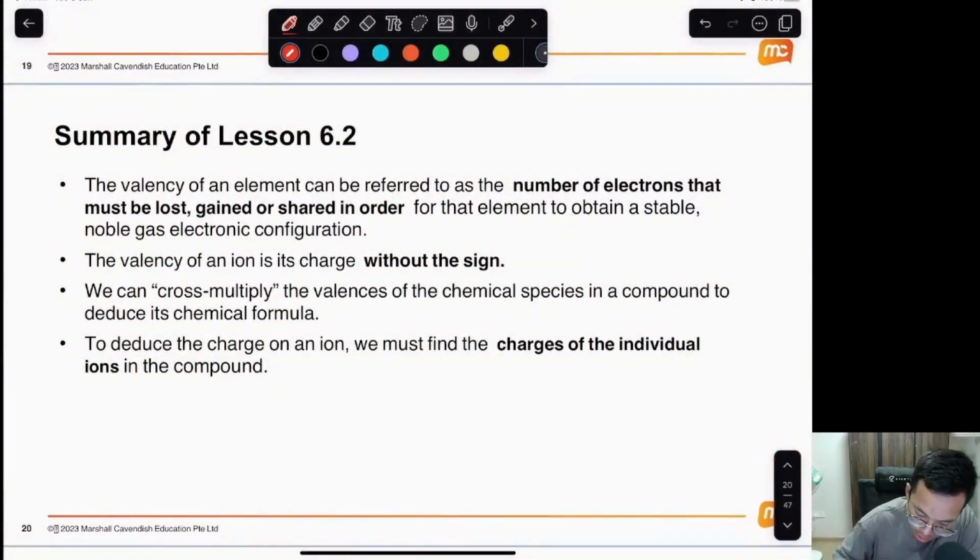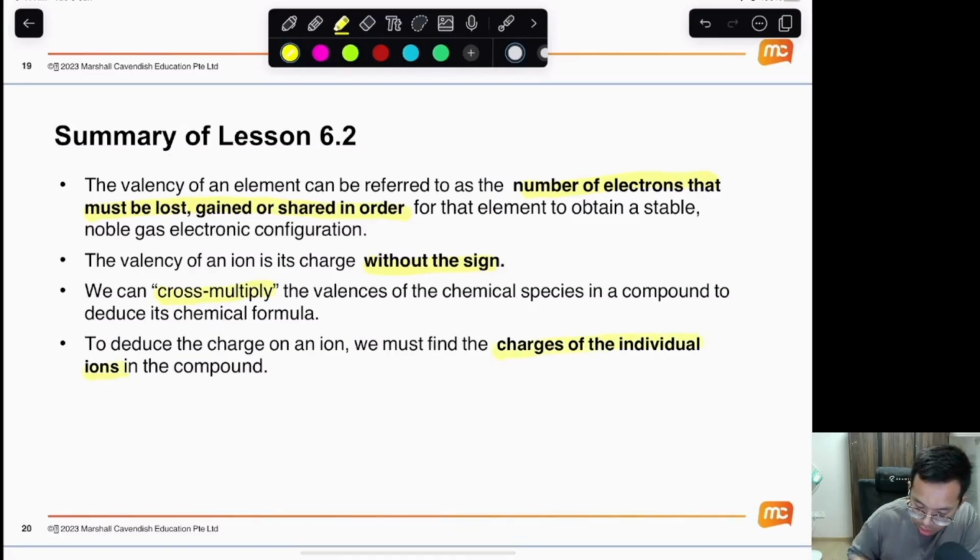So this is the final summary for this part. Take note, electrons must be lost, gained, or shared in order for the element to obtain a stable noble gas electronic configuration. The valency of an ion is its charge without the sign. You can cross multiply just like I've shown you, and you also know how to deduce the charges of individual ions by looking at a compound, since compounds are electrically neutral, they are 0. You can click on to the next video to watch the last part of this chapter.